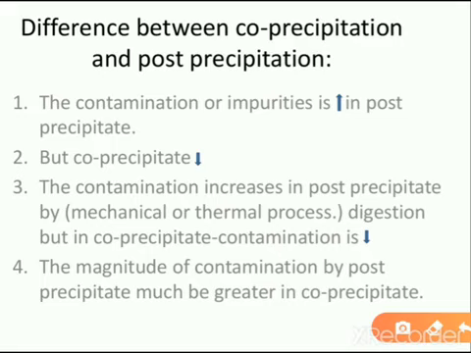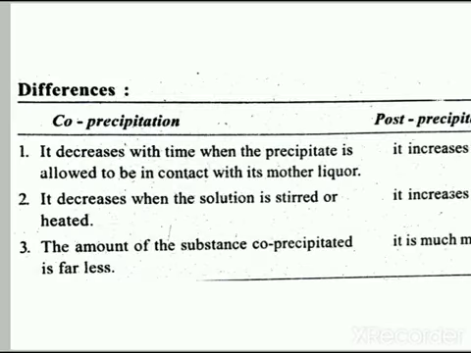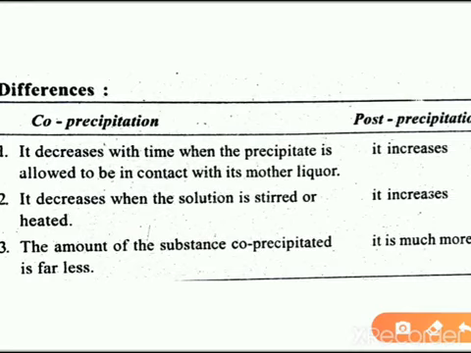And we shall see clearly the differences between co-precipitation and post-precipitation now. In co-precipitation, the first difference is that it decreases with time when the precipitate is allowed to stay in contact with its mother liquor. If the contact between the precipitate and the mother liquor is for a longer time, then co-precipitation decreases. But post-precipitation increases as the contact between the precipitate and the mother liquor increases.